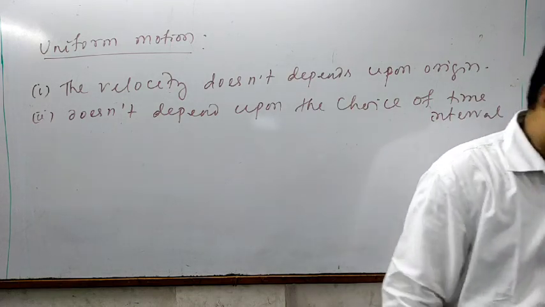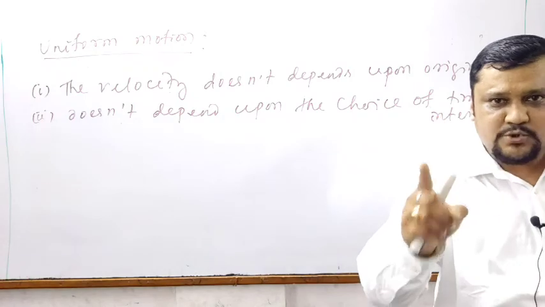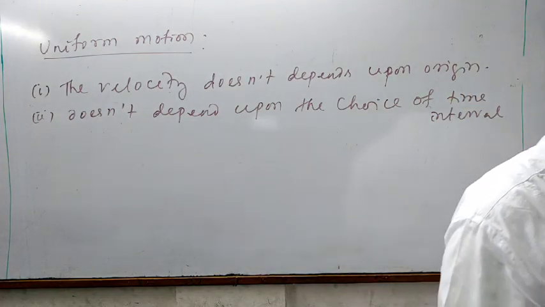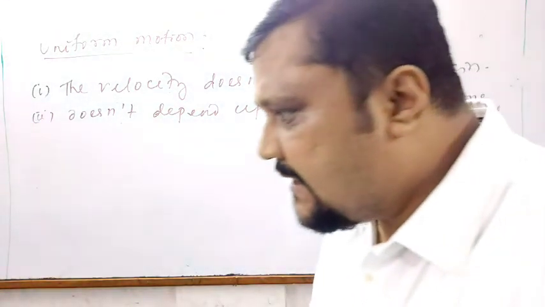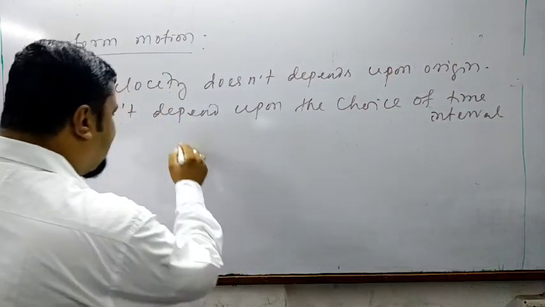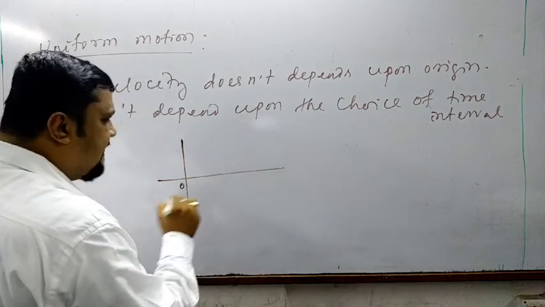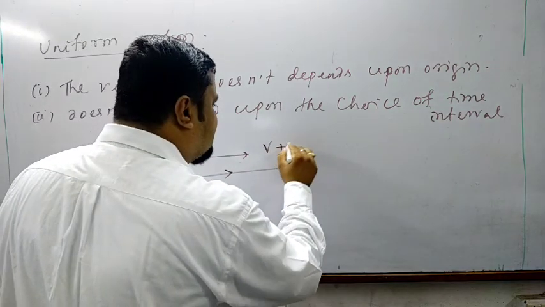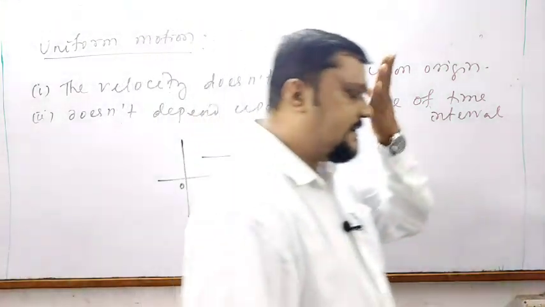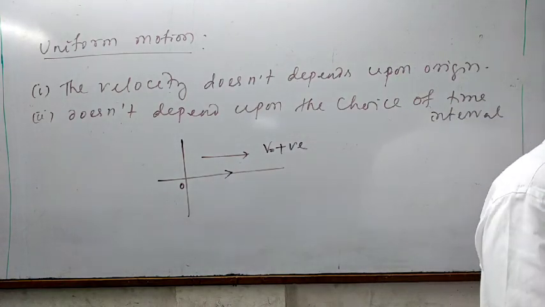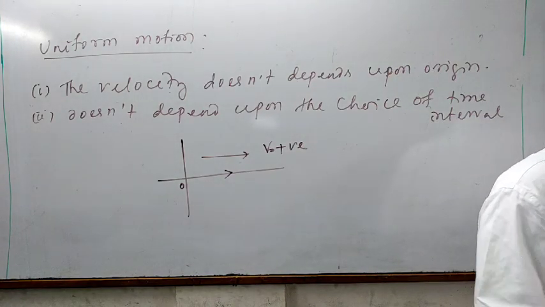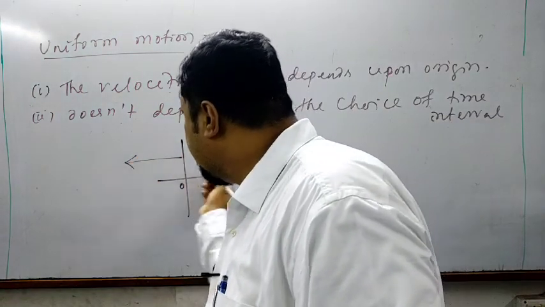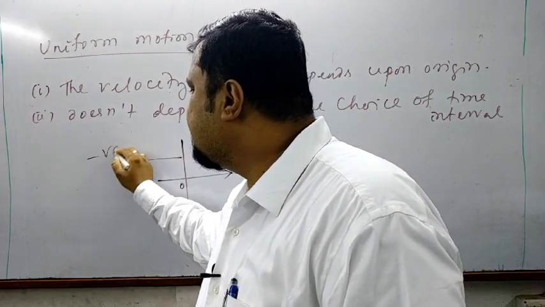Then the velocity in uniform motion is positive under what condition? Suppose this is my origin. If the body is moving towards the right of my origin, then I will say that the velocity is positive. And negative if the object is moving toward the left. So if the body is moving in the negative direction, its velocity is negative.